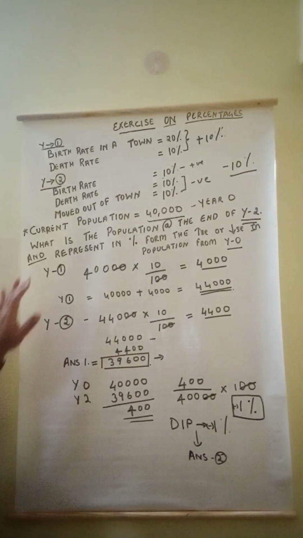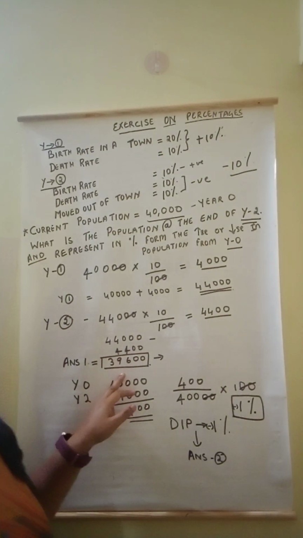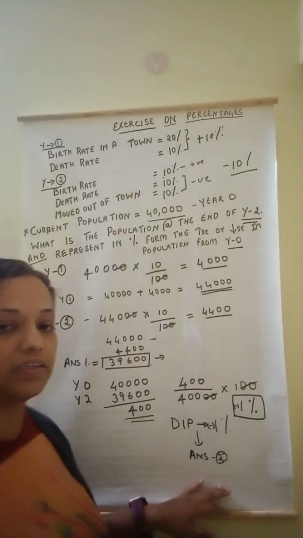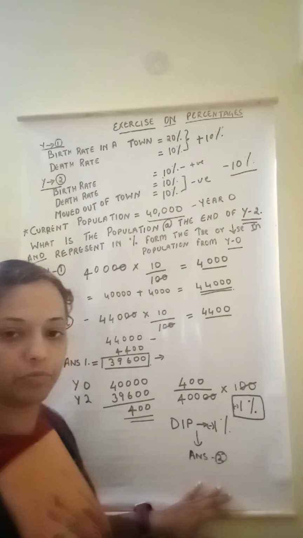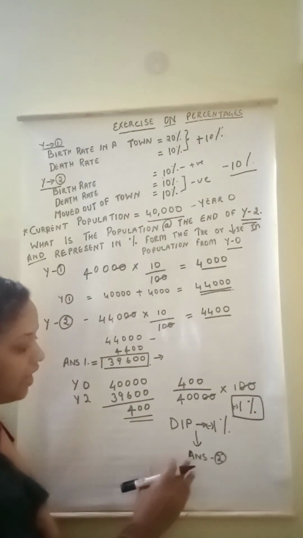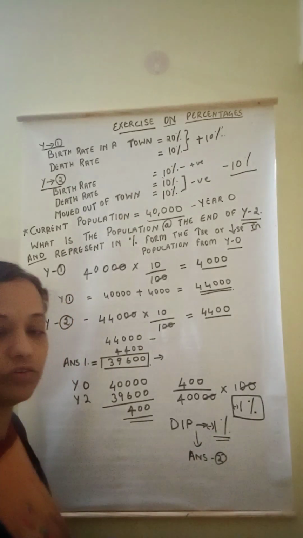So there are two parts in this. First, they have asked you to find out the population by the end of year 2. And second, what is the increase or decrease in the population. So here we have a decrease in the population in this town, and the decrease in population is by 1%. I hope you understood this problem.